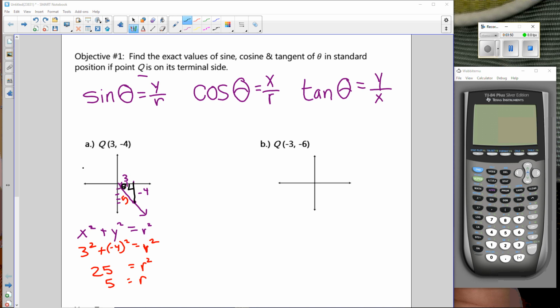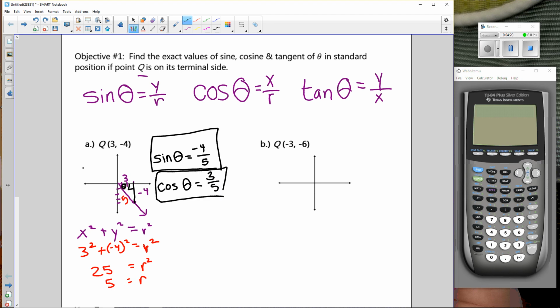And now we can figure out sine theta. Sine is y over r, so we already know the y coordinate is -4, and the radius is 5. So that's our exact value for sine. Our exact value for cosine is 3 over 5, so that's x over r. And tangent is y divided by x.